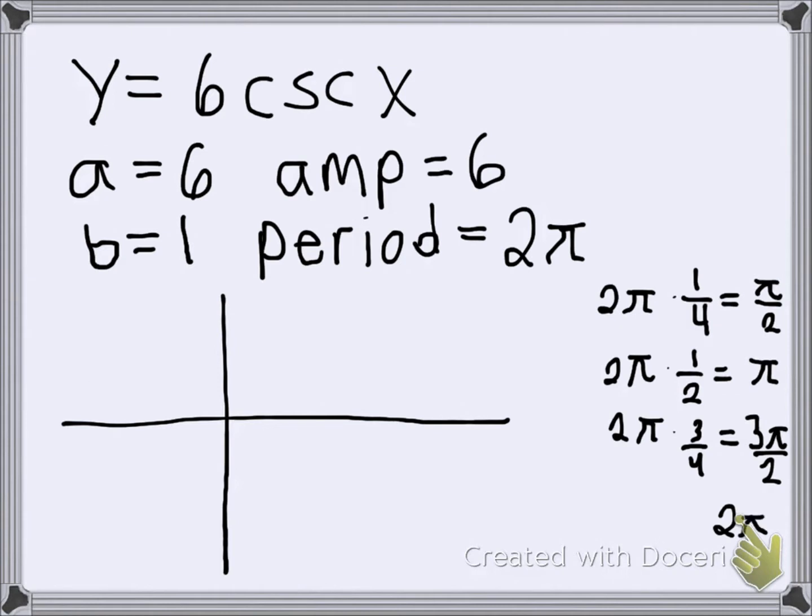Now you want to come to your graph and plot these points. You have pi over 2, pi, 3 pi over 2, and your period 2 pi. Now you're going to come over here, and since your a is 6, you're going to draw. Hold on.